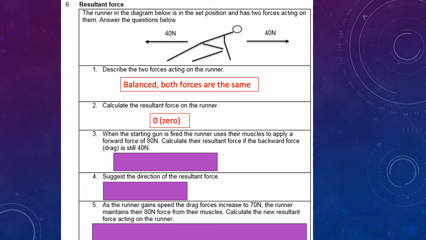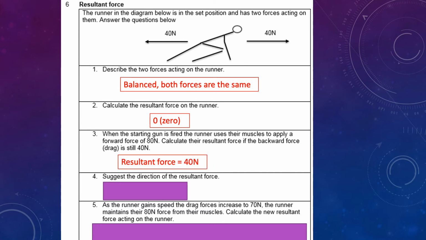Number 3 asks, when the starting gun is fired, the runner uses their muscles to apply a forward force of 80 newtons. And so you have to calculate the resultant force if the backward force is still 40 newtons. So now the diagram has changed. The forward force goes from 40 newtons to 80 newtons, but the backwards force, the drag, is still 40. And so you're not really changing your process, you're just changing the numbers. So the resultant force is going to be 40 newtons.